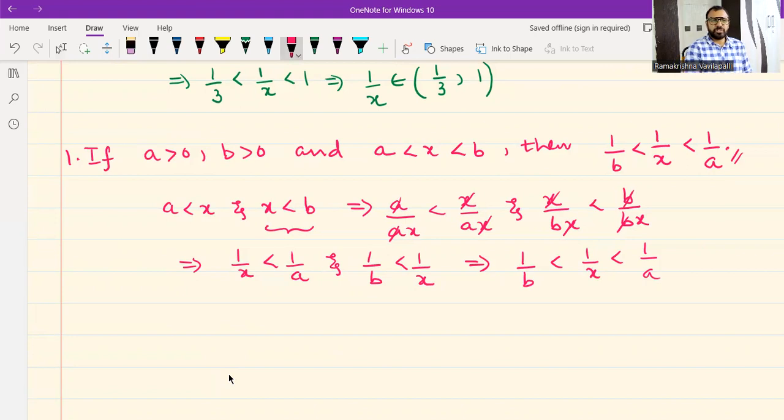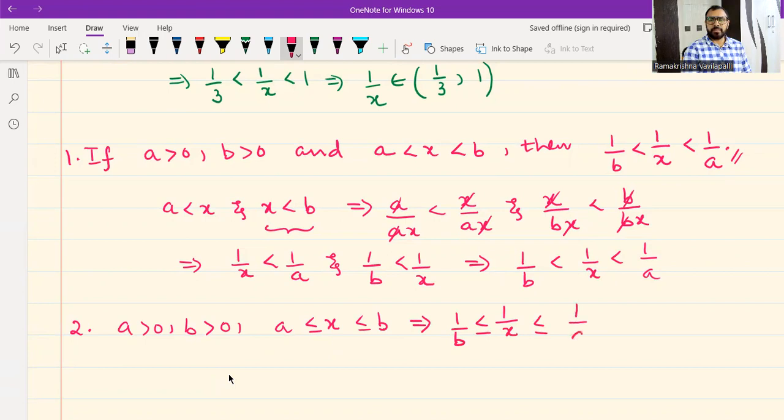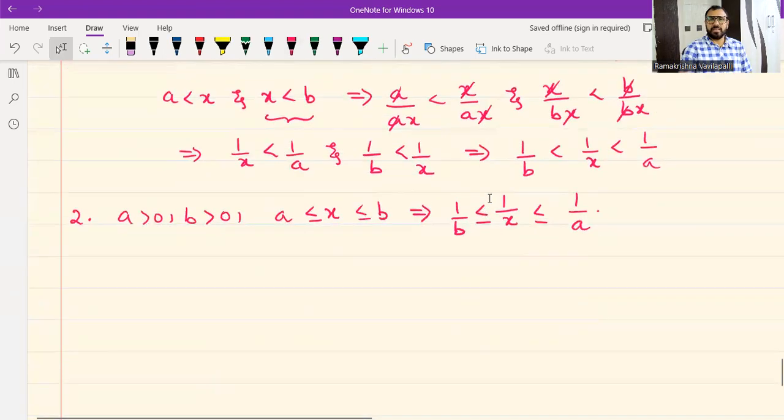So similarly, A positive, B positive, A is less than or equal to X less than or equal to B. Then this implies 1 by X lies between the reciprocal of B, 1 by B, and the reciprocal of A, that is 1 by A. So this is true when A and B are positive.